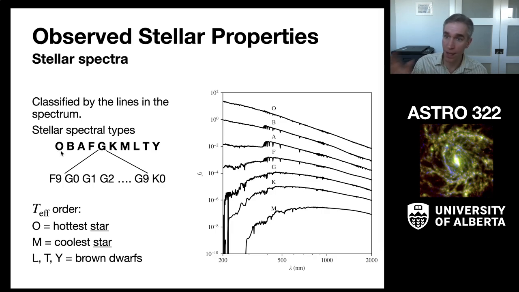Therefore, O stars are the hottest stars. They have the highest effective temperatures. And Y stars are the coolest stars, and they have the lowest effective temperature. M is the coolest true star, and so L, T, and Y are what we call brown dwarfs. These are failed stars that don't ever start hydrogen fusion. Instead, they are limited to doing a little bit of deuterium fusion, maybe, or sometimes no fusion whatsoever.